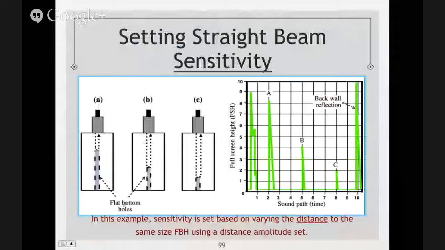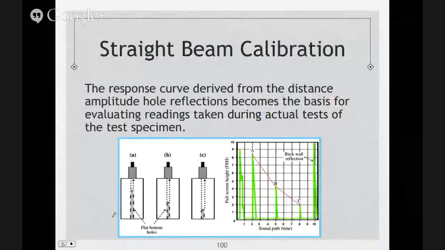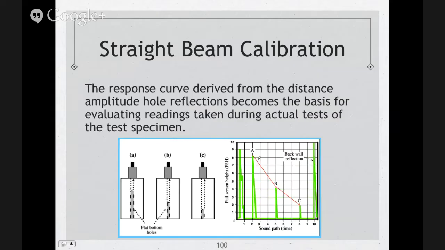So the response curve derived from the distance amplitude hole reflection has become the basis for evaluating readings taken during actual test of the test specimen, right? And this would be our DAC curve, right? A to B to C.